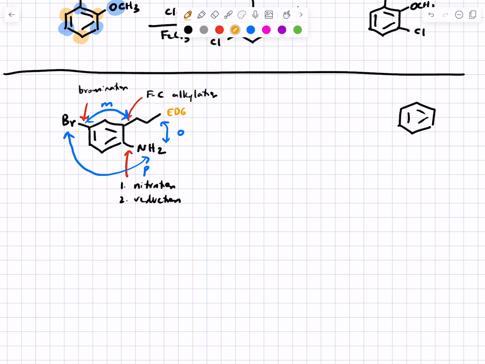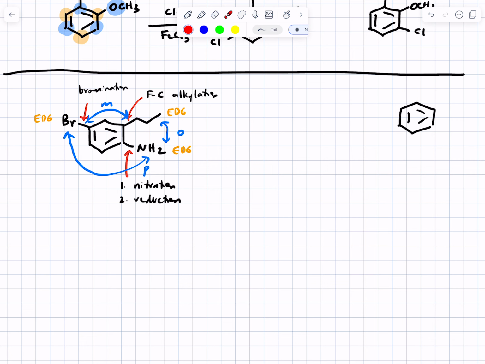They are all actually electron donating groups. So one part of the puzzle we're going to have to solve is how do you get the bromo meta to this donating group?